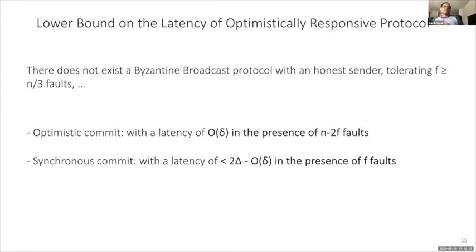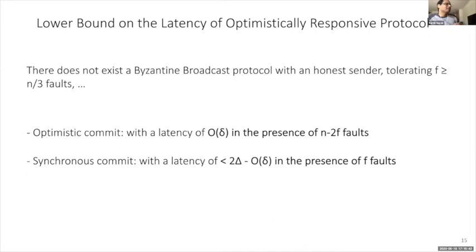So in our optimistic commit, we think of a protocol that is responsive, such that its latency only depends on small delta, where small delta is the actual network delay. And this should hold in the presence of some faults. So just for concreteness, let's think of the situation where n equals 2f plus 1, or we are tolerating 49% faults. Then optimistic commit says you should be tolerating at least one fault.